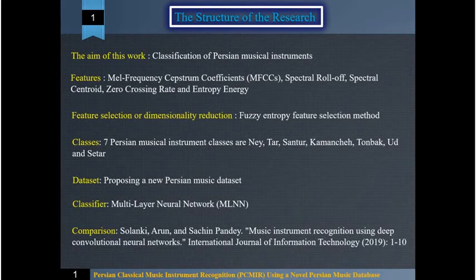Our classes are 7 Persian musical instrument classes, which are ney, tar, santur, kamanche, tumpak, oud, and setar. For validation, we made a small database of Persian musical instruments. And for classification, we use a multi-layer neural network classifier. For comparison, we used a paper called Music Instrument Recognition Using Deep Convolutional Neural Networks by Solanki and partners.